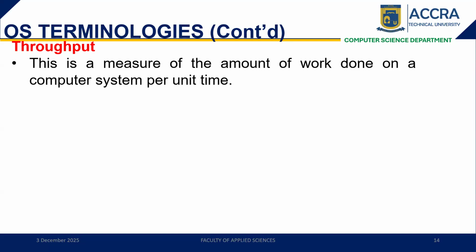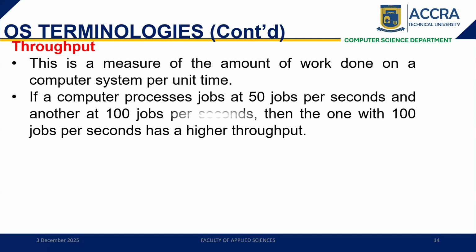Of course, if a computer will have a strong throughput, it means that it has higher specifications of CPU and then RAM. Remember, the CPU and then the RAM are the powerhouse of every computer. No matter how small, no matter how big, when it comes to processing, these are the processing hardware. So if a computer processes jobs at 50 jobs per second, another one processes at 100 jobs per second, then the one with 100 jobs per second has a higher throughput.